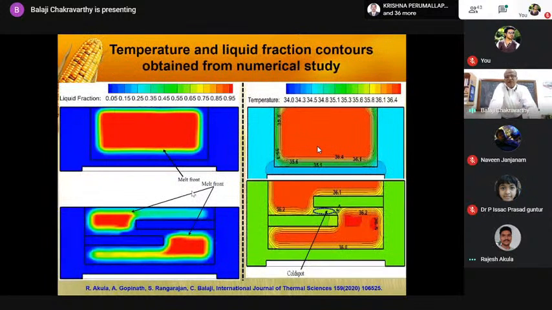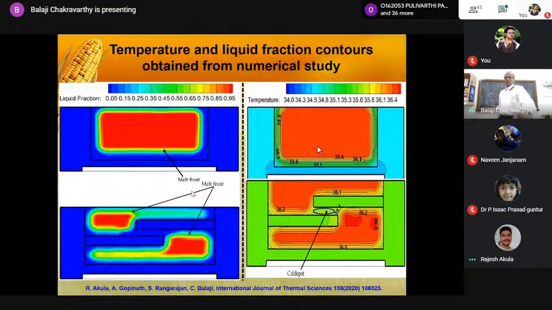Now these colors are liquid fraction and temperatures. We cannot get so much detail with just thermocouple measurements. So it is a good idea to combine experiments and simulations, so that detailed physics and additional insights, answers to the question of why it is better with a baffle, can be answered more confidently, more clearly, if you have supporting calculations which are well validated.